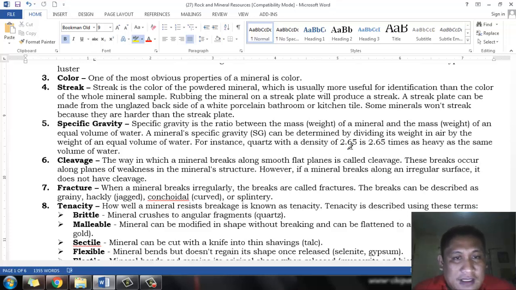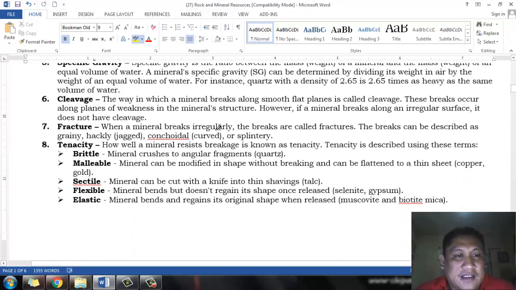But when you say another property is cleavage. So cleavage, look at your handout. So it's the way in which mineral breaks along smooth flat plains is called cleavage. So this breaks occurs along planes or weakness in a mineral structure. So namin sometimes portion of the mineral nga weak siya dito nga portion, and if that particular weak portion will be subjected to force, eventually it will break up. Ang tawag atong mga break portion is what we call cleavage. So mineral breaks along in an irregular surface. It does not have cleavage. Muna po uban nga mga mineral nga wala siya cleavage. So bisag asa iyang mga wala gid siya, no?